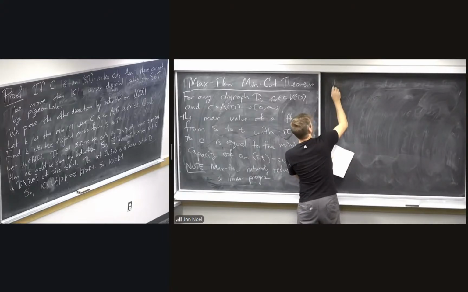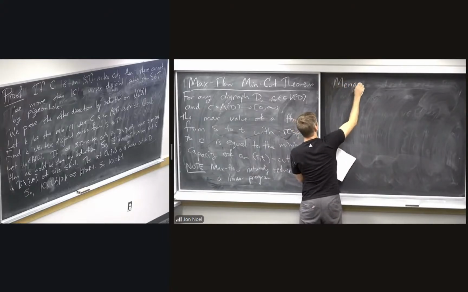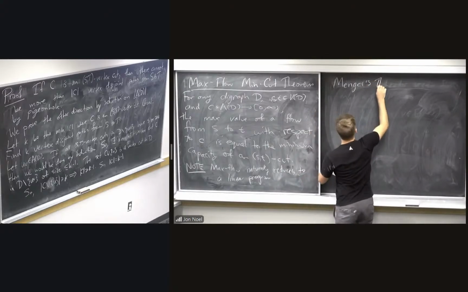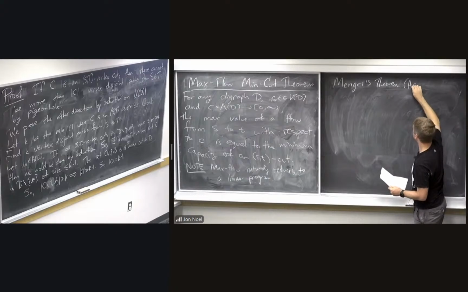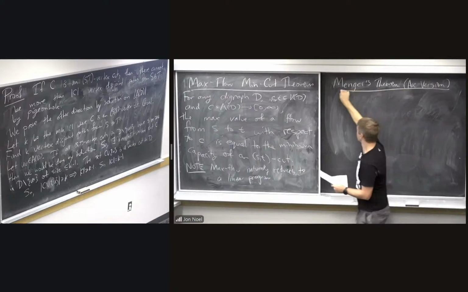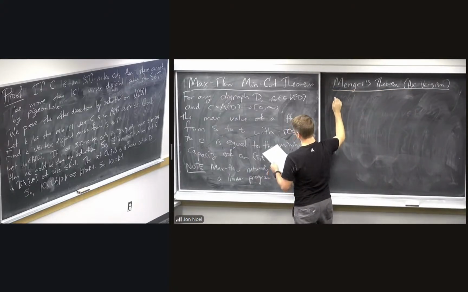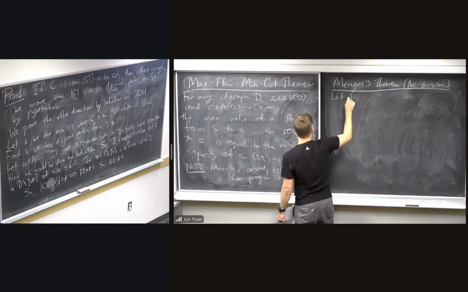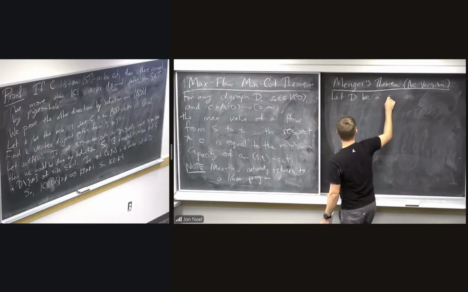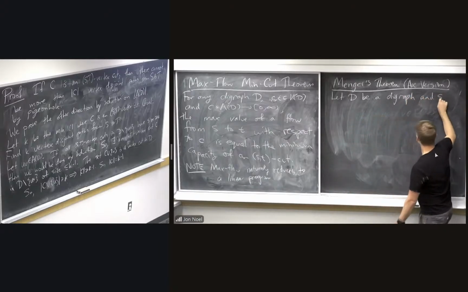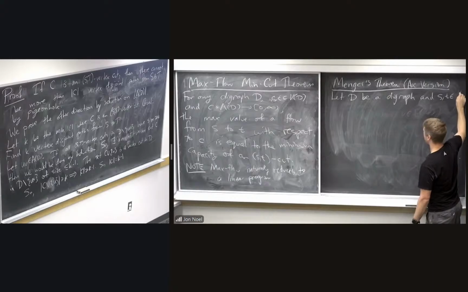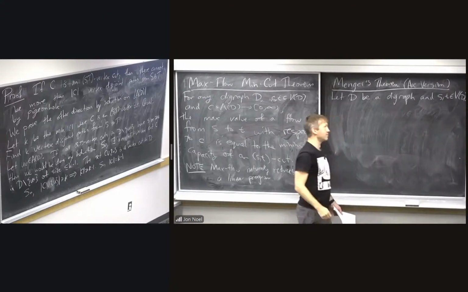So there's a different version of Menger's theorem. We did the vertex version. Now we can have an arc version. Let D be a digraph, and take two vertices S, T in the vertex set of D. So this time they're not subsets, they're just vertices.